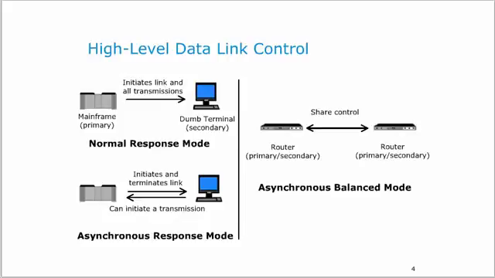HDLC uses 3 different types of frames. Unnumbered frames establish a link. Supervisory frames carry error and flow control information. Information frames carry the network layer packets across the WAN link.